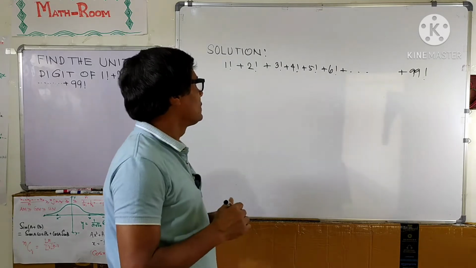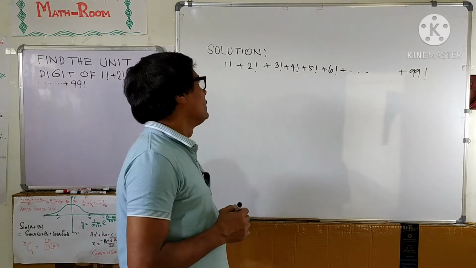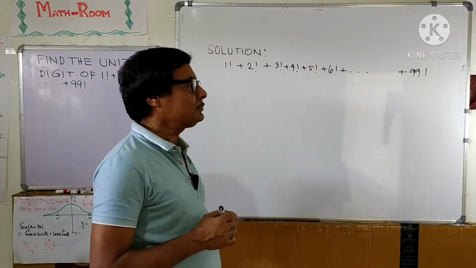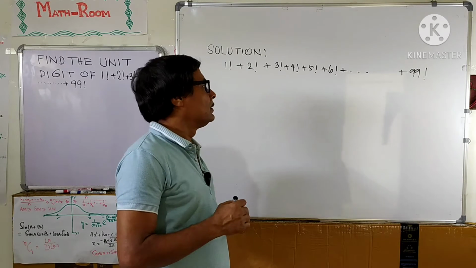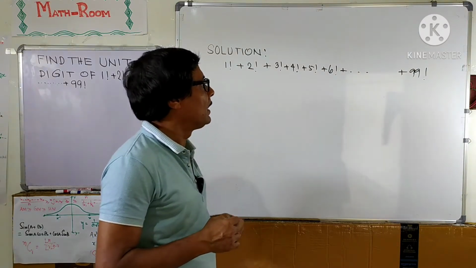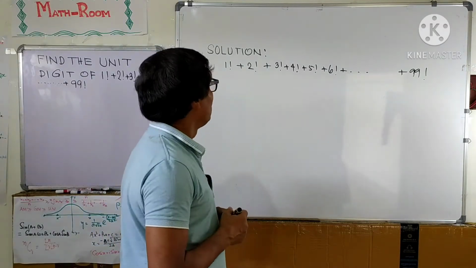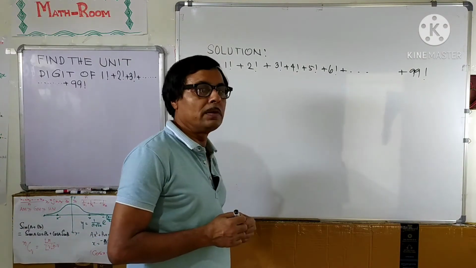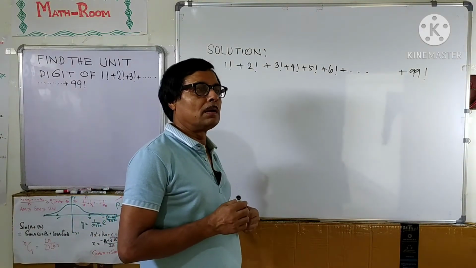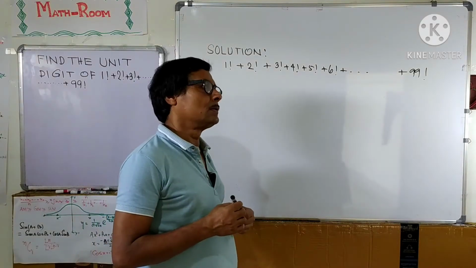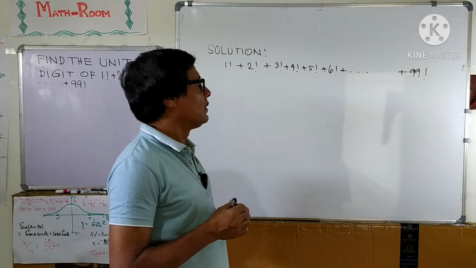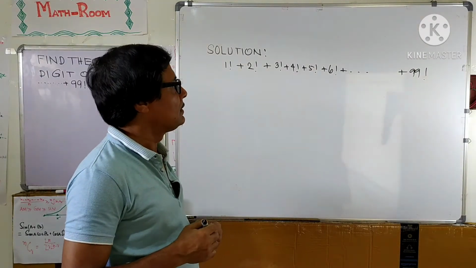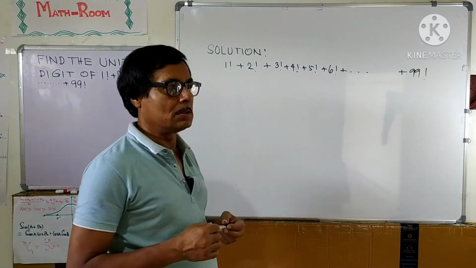We divide this sum into two parts in such a way that the unit digit of the value of one part is non-zero and the unit digit of the value of the other part is 0, so that our purpose is served.